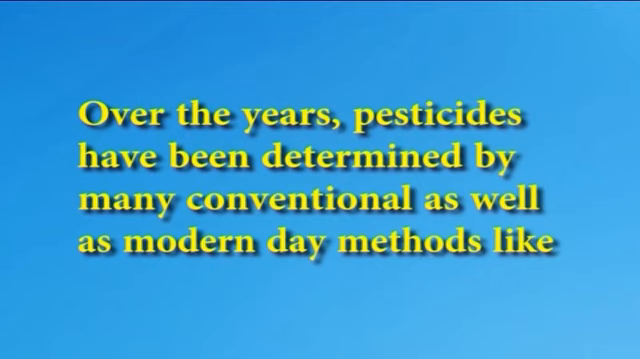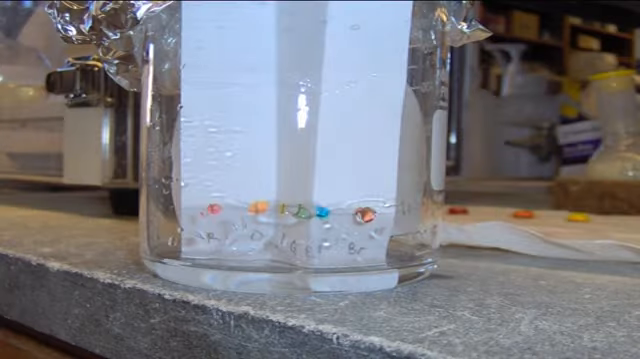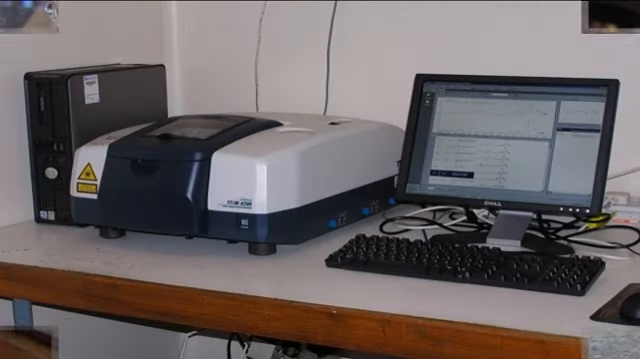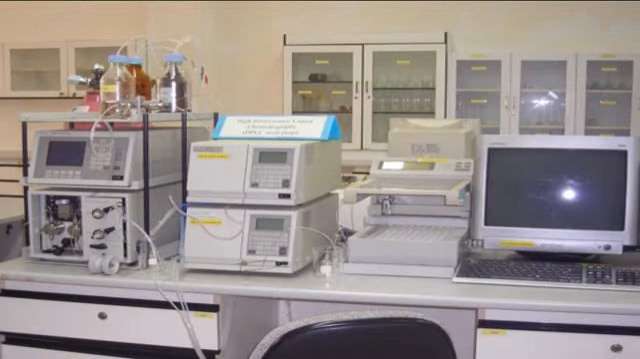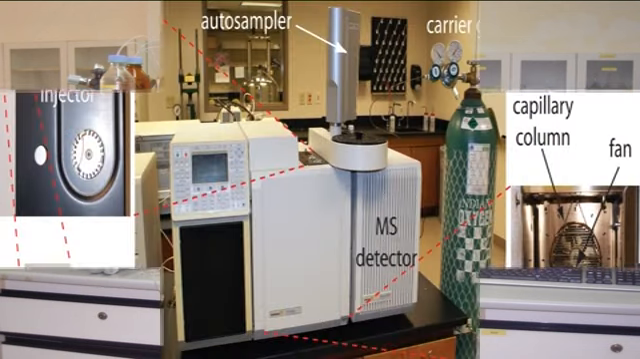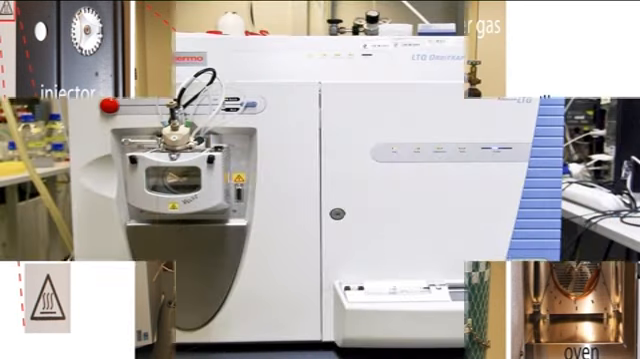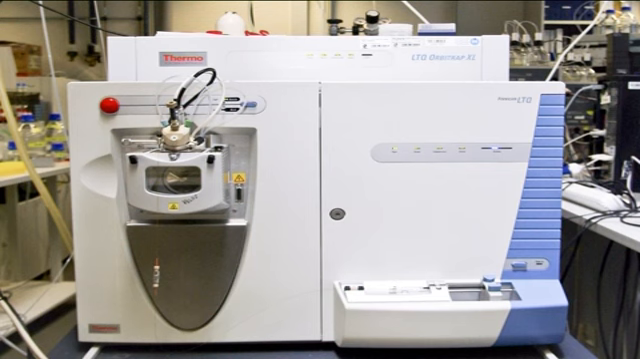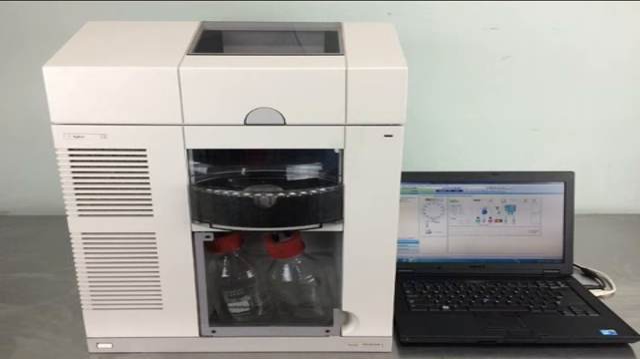Over the years, pesticides have been determined by many conventional as well as modern day methods like spectrophotometry, polarography, thin layer chromatography TLC, Fourier transform infrared FTIR, high performance liquid chromatography HPLC methods using different detectors, gas chromatographic technique using various detectors or in combination with mass spectrometry, capillary electrophoresis, micellar electrokinetic chromatography.